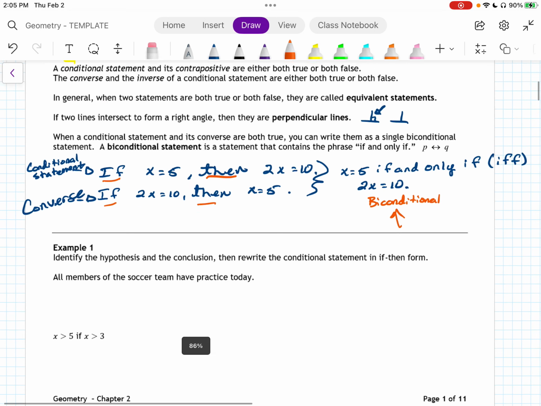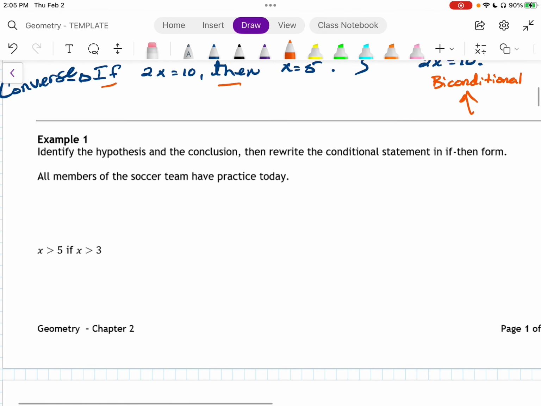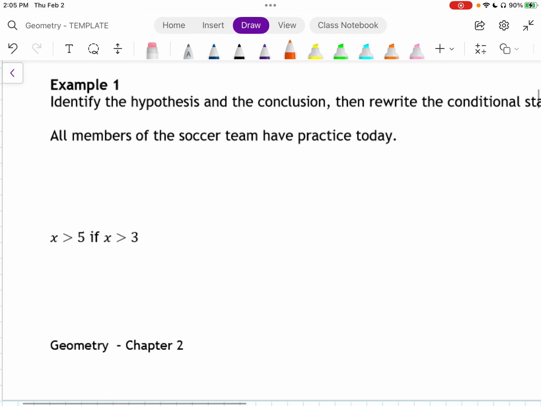So let's look down here. Identify the hypothesis and the conclusion, then write the conditional statement in if-then form. All right. So right here we have this statement, and this is like two parts. So here's like part A, here's part B. All members of the soccer team have practice today.